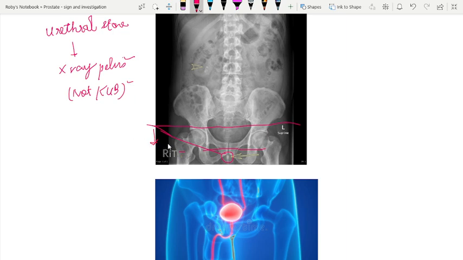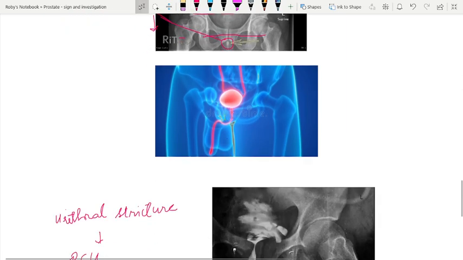Like this, we will take the complete urethra. Like you can see here, the urethra is not only up to this place. It is present here. So X-ray pelvis is more important than X-ray KUB. In ultrasound also, urethral stone will not be picked up.